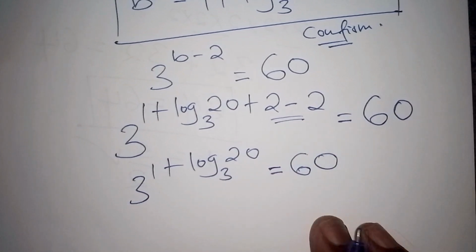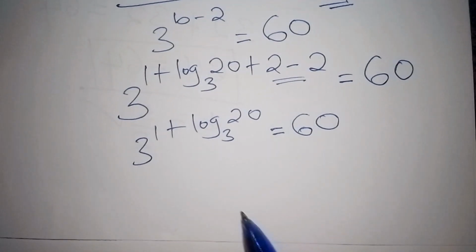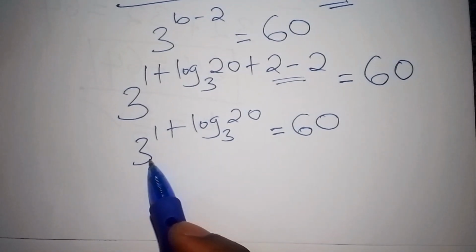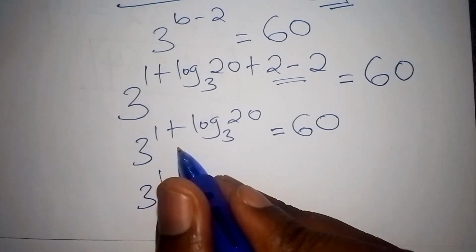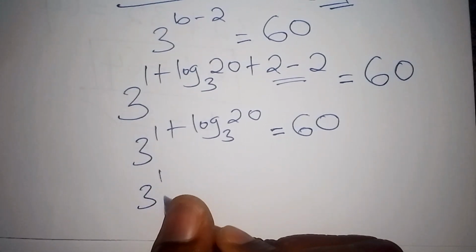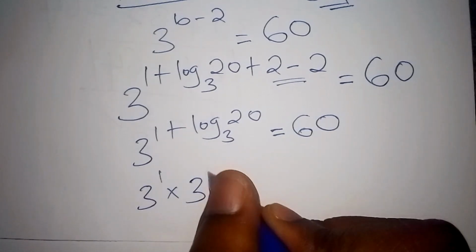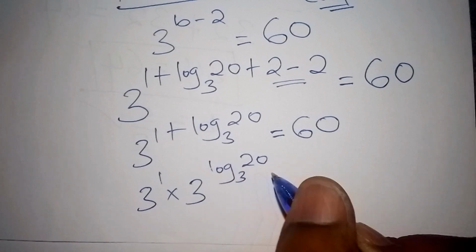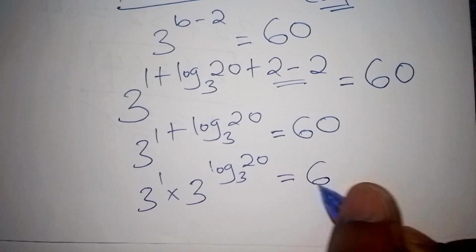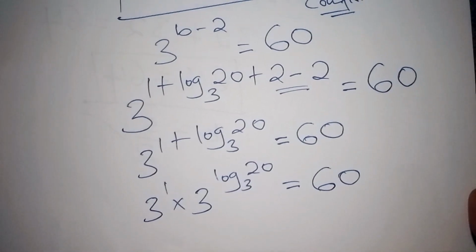60. So in this case we shall be able to have 3 to the power of 1, then the plus is like having multiplication, then we shall also have 3 to the power of the log of 20 to the base of 3, is equal to 60. So how do we now conclude this maths problem?